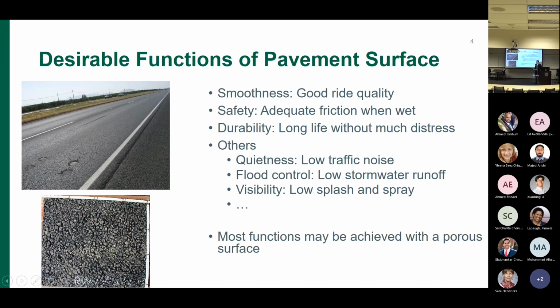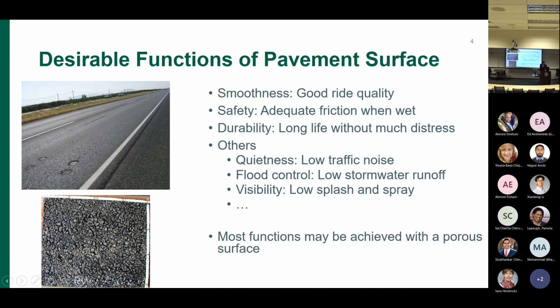And there are some other desirable properties. We want a pavement to have low traffic noise, and also we want a pavement to be able to control stormwater runoff during heavy rains, and also to have high visibility and low splash and spray in heavy rain. So you can see there are a number of design functions for the pavement. Some of the functions conflict with each other, so we need to achieve some trade-off between these different aspects of design functions.